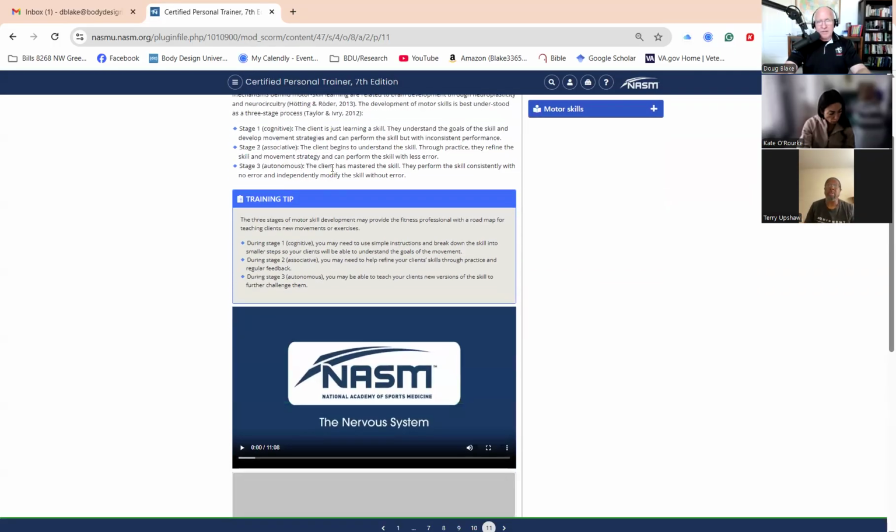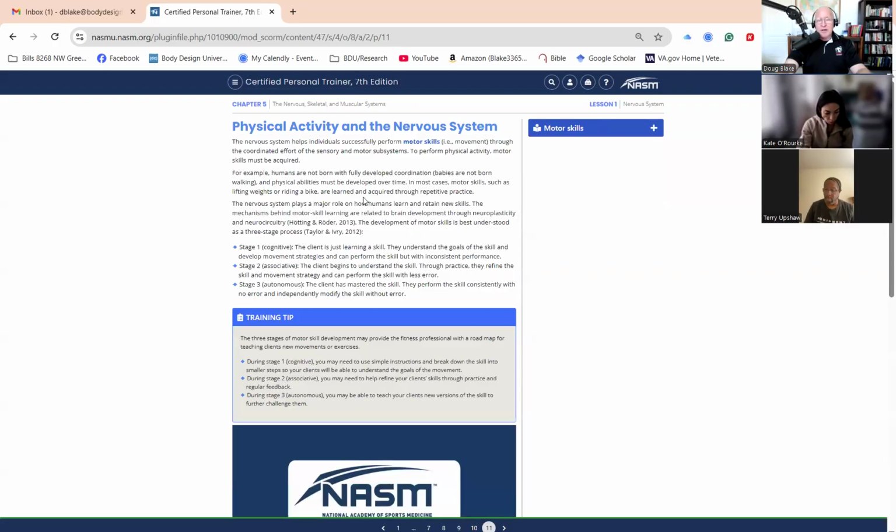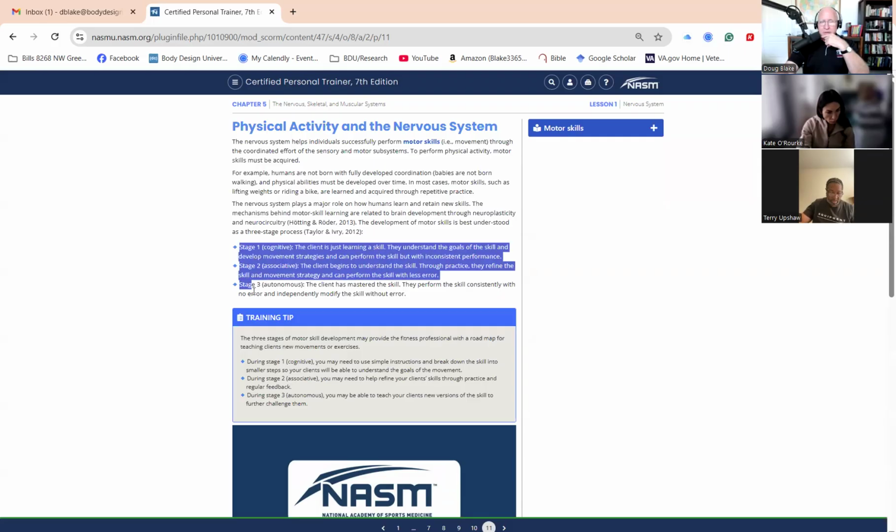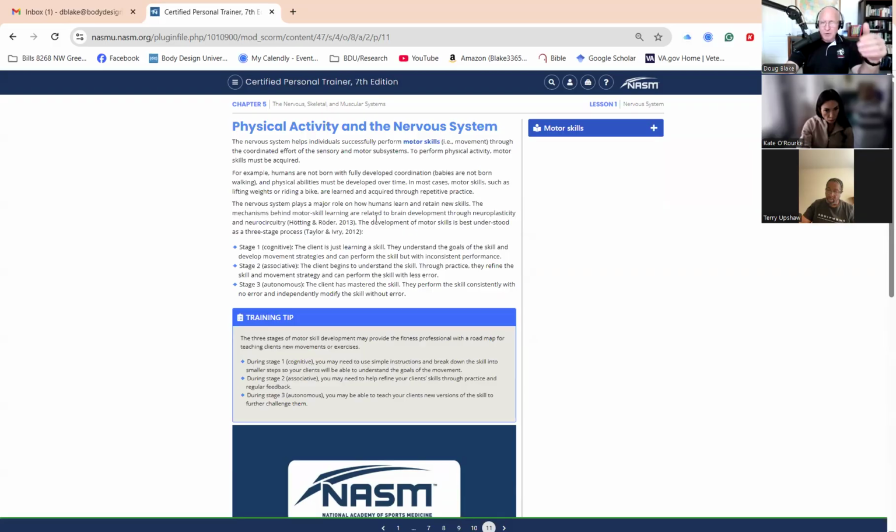Okay, physical activity and the nervous system, right? Motor skills. Now, guys, what do you see? Stop. Okay, there's probably something important here. The development of motor skills is best understood as a three-stage process. What are they? The cognitive, does this look familiar from Module 5? The cognitive learning stages, remember? Does anybody remember anything from the BDU stuff?